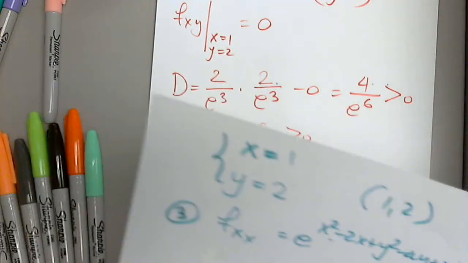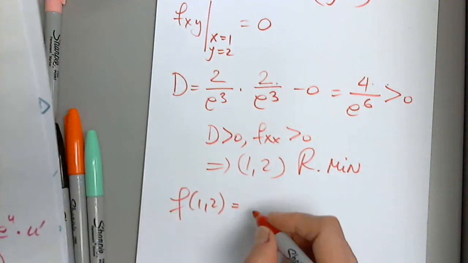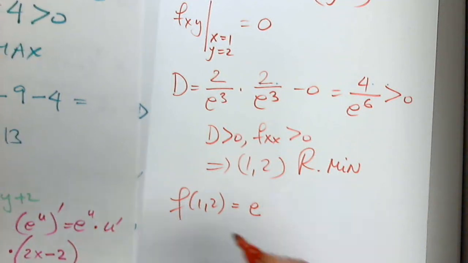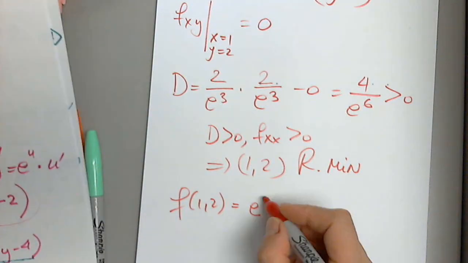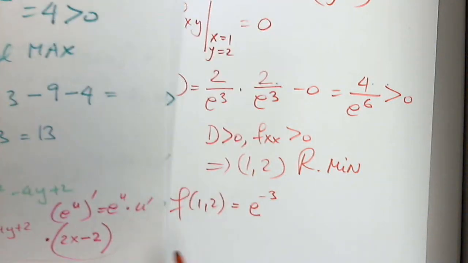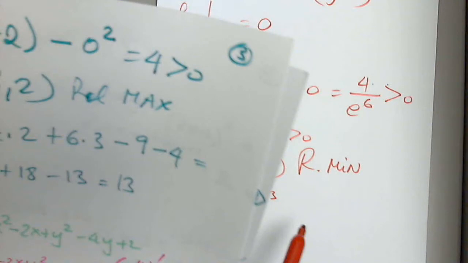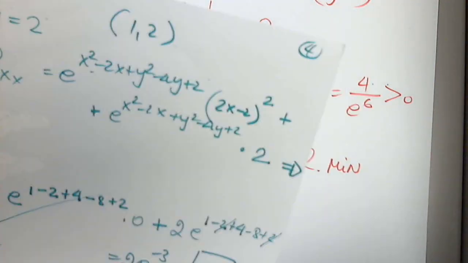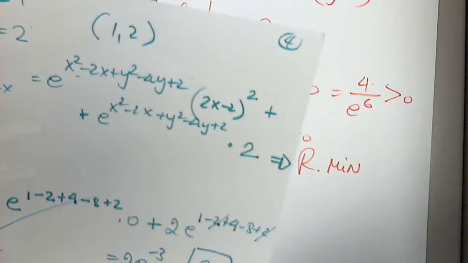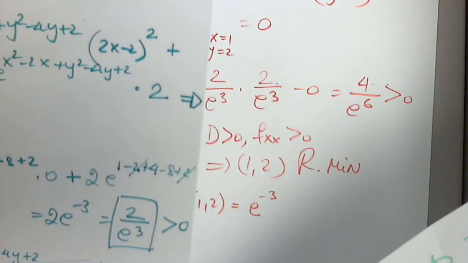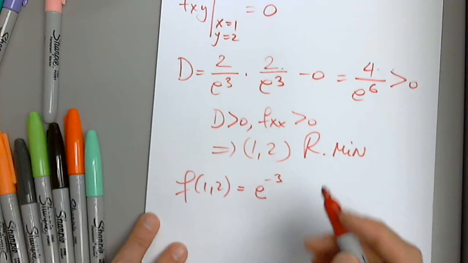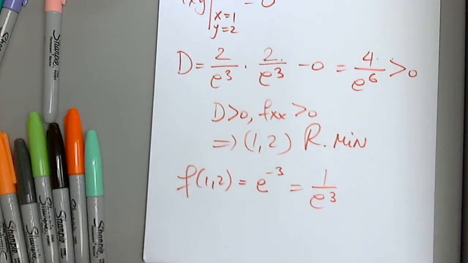Okay, 15 million pages ago, I have the function. Here it is. So it's e raised to, and it's the same thing. How much was that? I think it was e to the third, to negative 3, right? So let me double check. Everything is the same, right? So it's 1 minus 2 plus 4 minus 8 plus 2, right? Yep. e to negative 3, so it's 1 over e to the third. So this is the relative minimum, and the function does not have anything else.